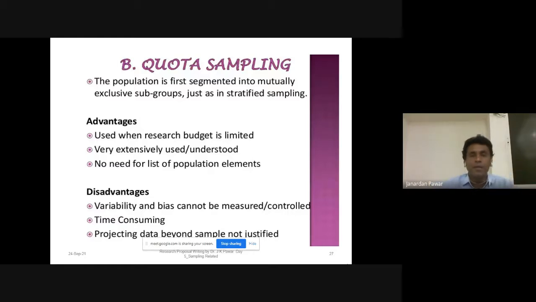I think we can observe this in the admission procedure. In the admission procedure, when we sit for the merit list, there we observe this one, quota. For every category, quota is given by the government, or the quota limit is decided by the government.